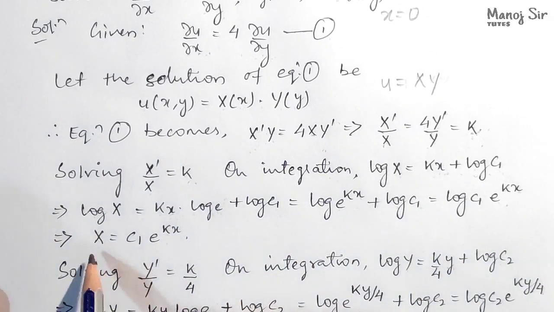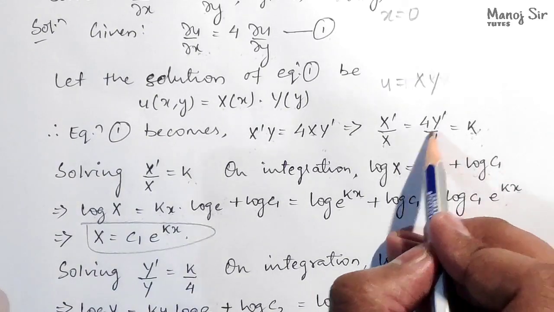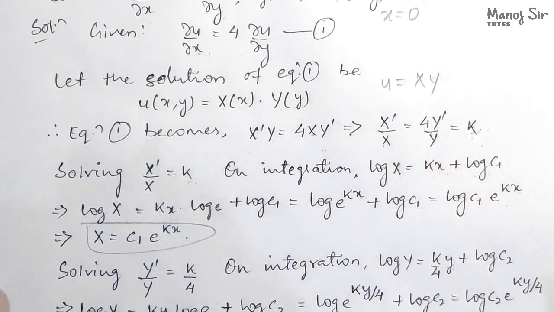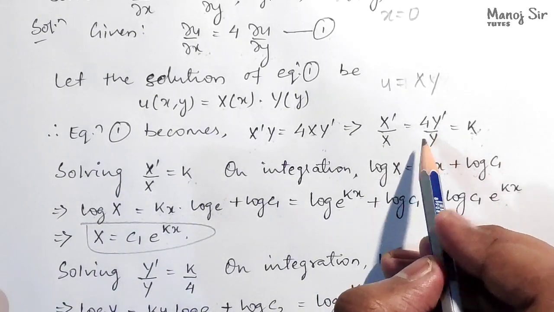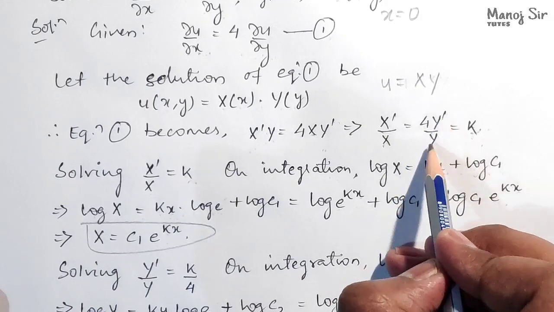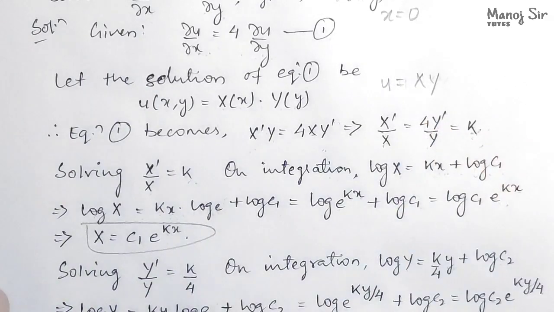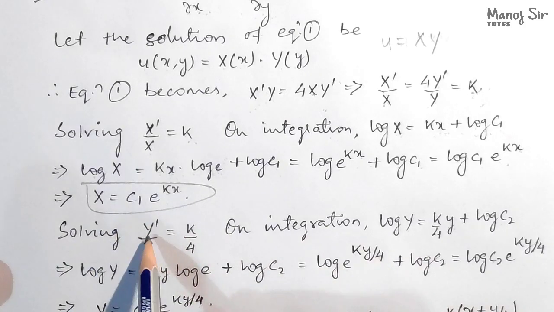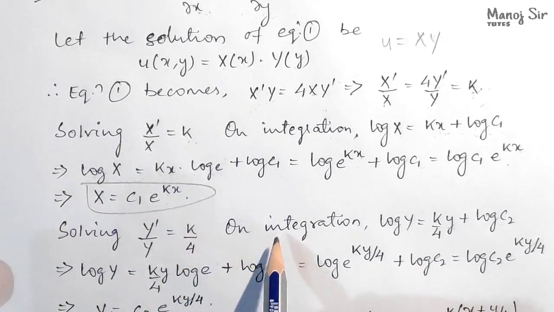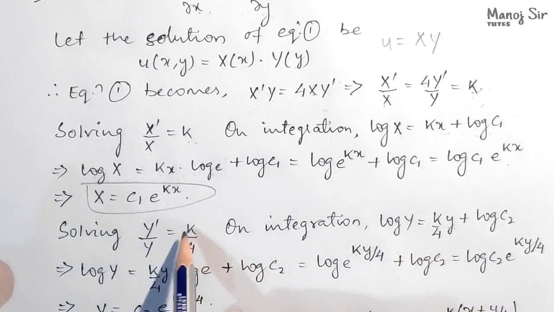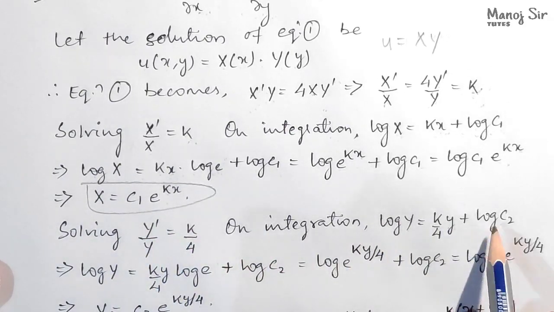Now we have the value of capital X. Now we want to find the capital Y value. So we will solve Y dash upon Y equals k upon 4. Solving the second part, Y dash upon Y equals k upon 4. On integration this becomes log of Y equals k upon 4 into y plus the second integration constant, that is log of c2.